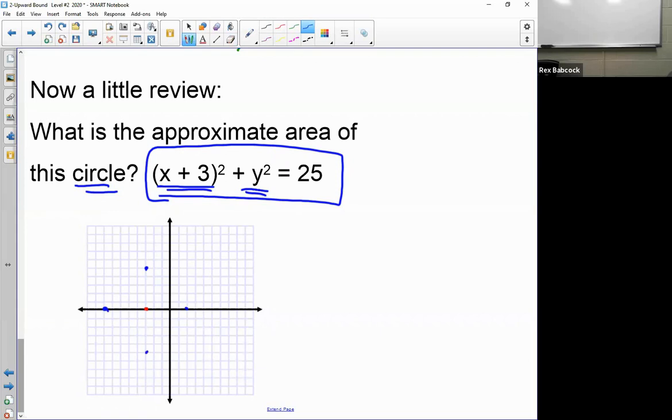Okay, let's take a look at it together. The area of a circle, they expect you to know that equation. It's pi times radius squared. Oh, look, these are both completed squares. They are both factored. This is x plus 3 times x plus 3 and y times y. The radius is the square root of 25 or 5. So the area is 25 pi. And I believe that's approximately 78 and a half units squared.